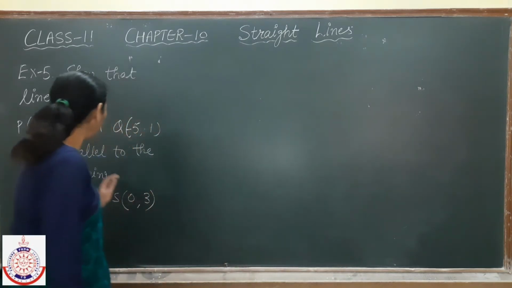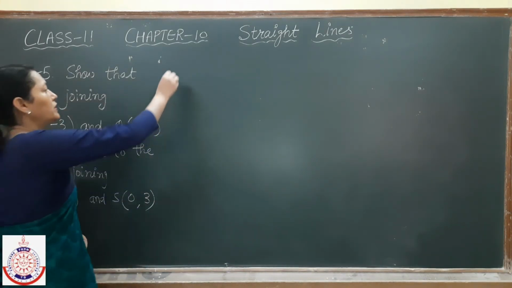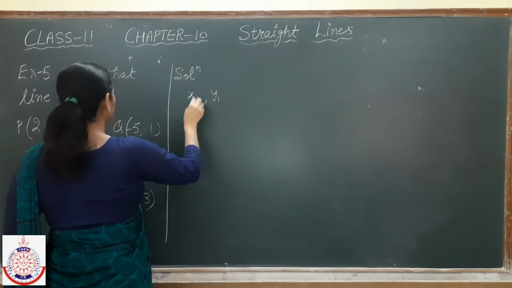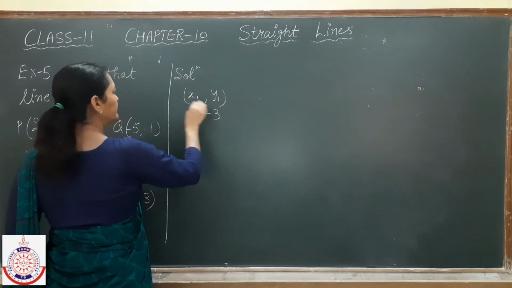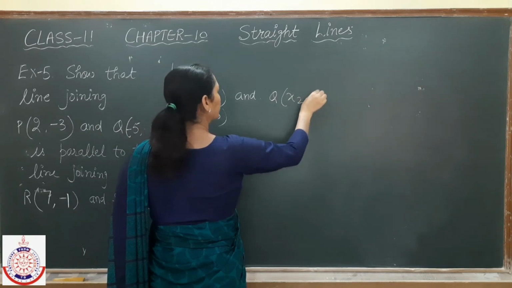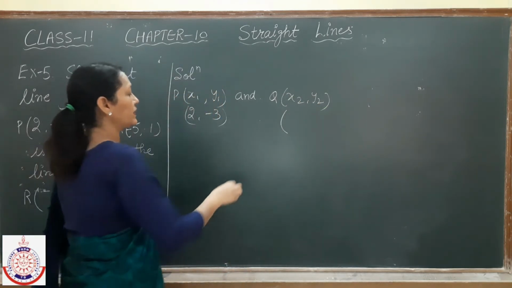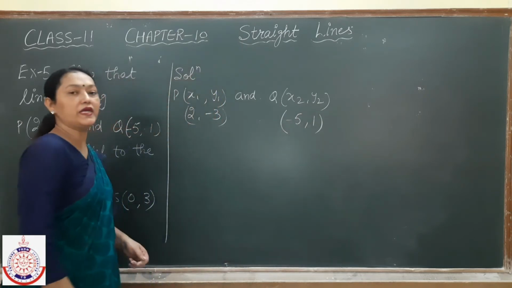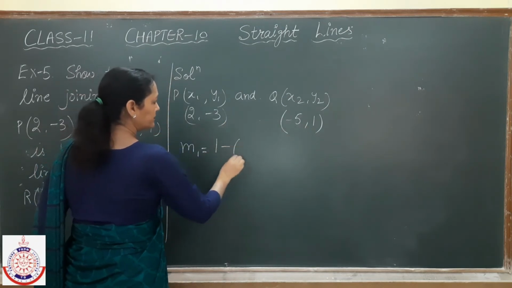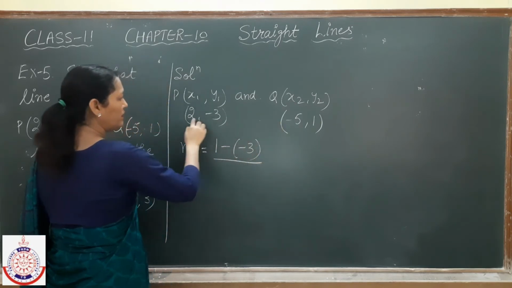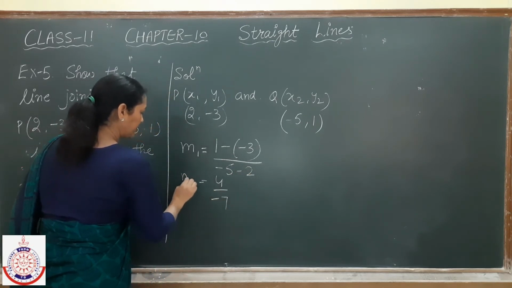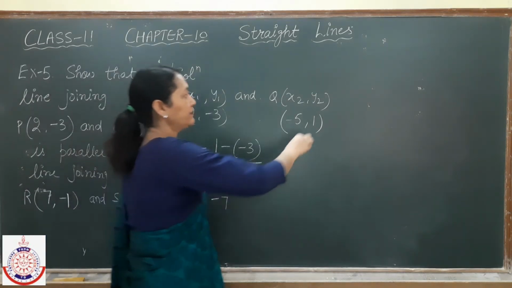First case, points are given 2, minus 3, minus 5 and 1. It's 2, minus 3 and the point is minus 5 and 1. Let its slope be m1. So m1 will be obtained y2 minus y1 upon x2 minus x1. So what we have obtained? 4 upon minus 7.